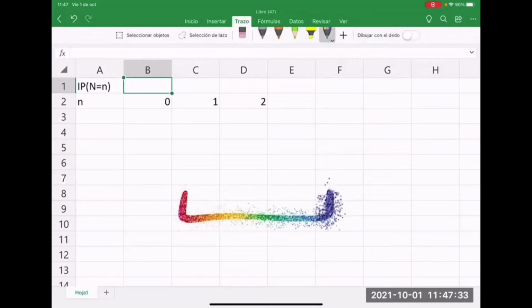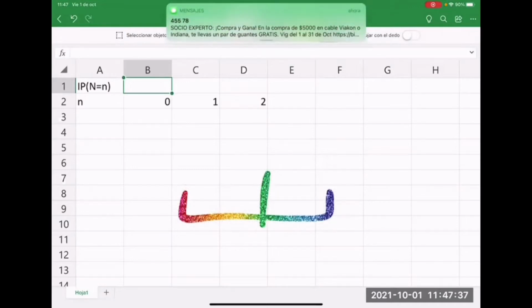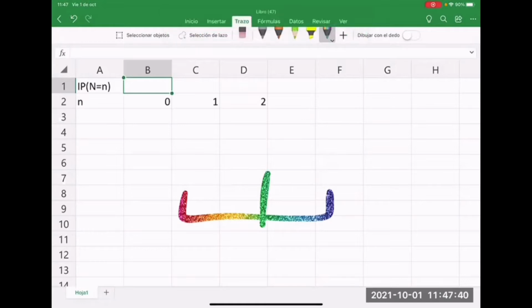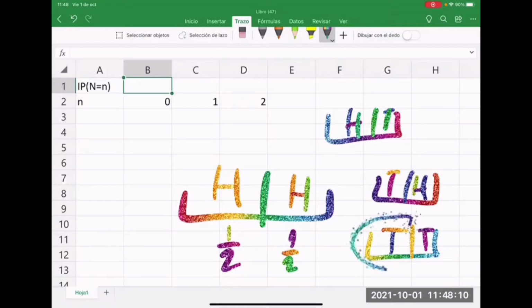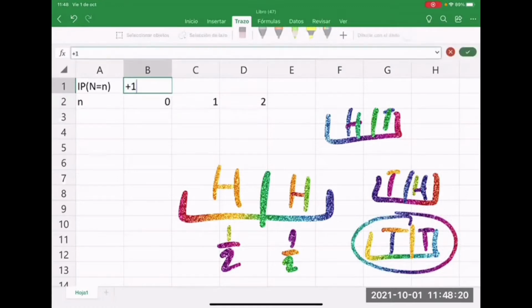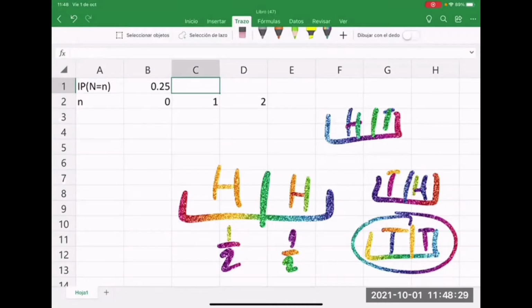So what we have is just 2 spots. We can have a head and a head, and that's 1/2 times 1/2. But we can also have 1 head and 1 tail, or 1 tail and 1 head, or 2 tails. The probability of having exactly 0 heads matches which one? This one, so that is 1/2 times 1/2, which is 1/4.